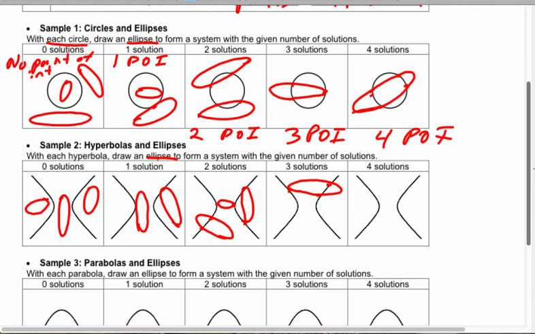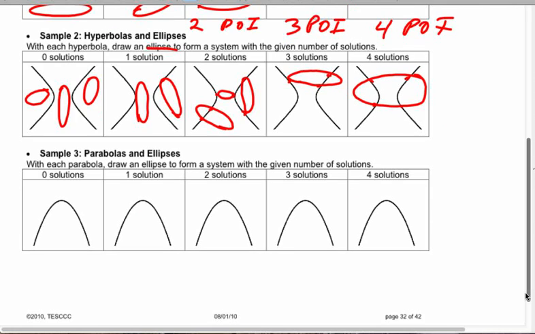4 solutions. So let's just say I want it to go through like that. It would be my ellipse. Okay, then we're going to come down for sample 3. Same idea. Zero solutions means no points of intersection. Again, we're drawing an ellipse, so I could put an ellipse like this. I could put an ellipse like this. As long as they don't touch, it works.